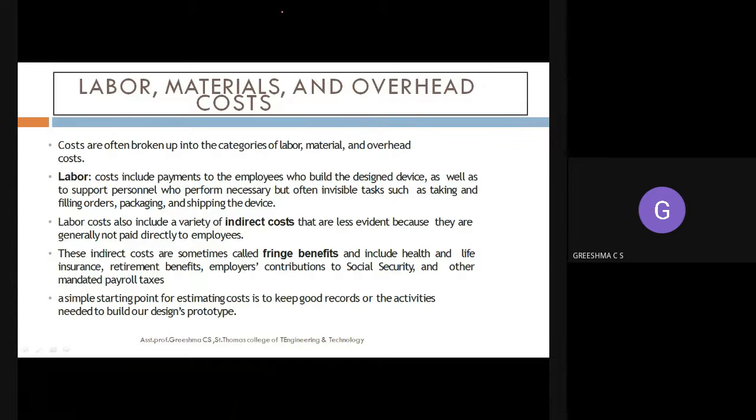Labor cost means you are not just paying for the work of the employees. At the same time, they will also be doing some other work which is not visible to your eyes. Some indirect work, many unspoken jobs, will be there. That also you have to do. So that cost is called fringe benefits. The labor cost has to include the fringe benefits, and most importantly, the health and life insurance, retirement, and social security of the employees.